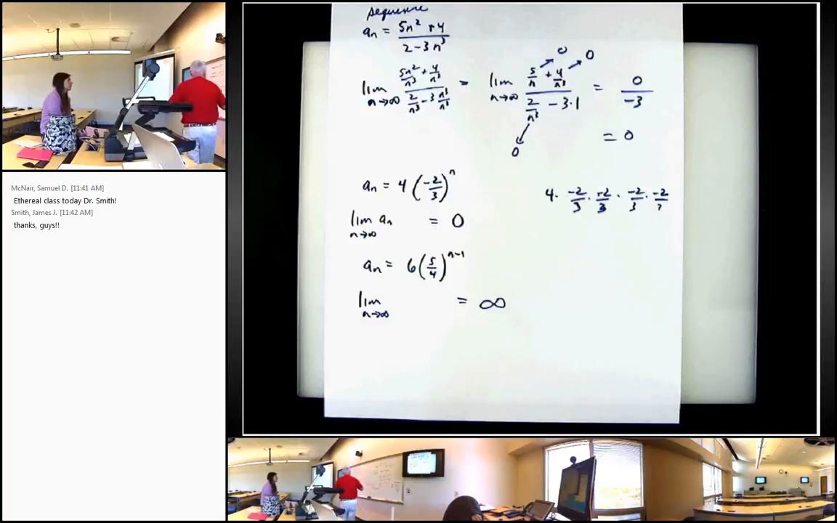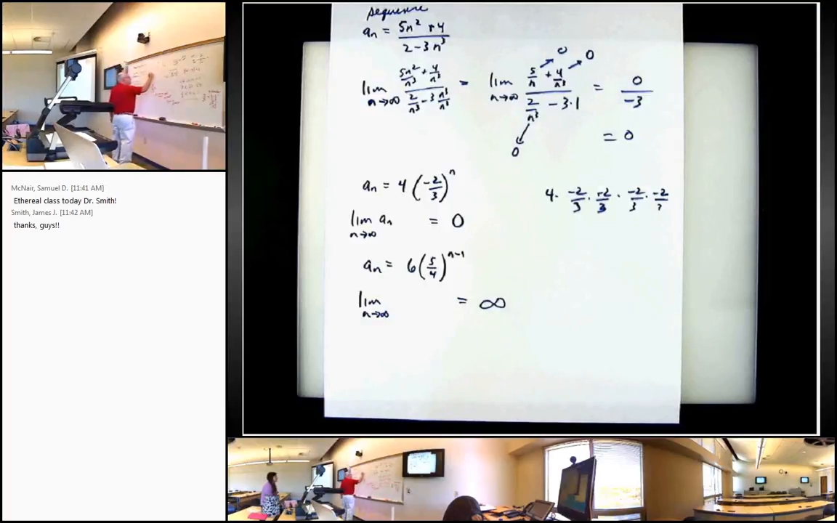Because this is something we know: if this converges, then the limit of a_n goes to 0. This is a fact. It has to keep getting smaller and smaller for that sum to converge to a finite number. So we just turn it around. If the limit does not equal 0, then it diverges. And that's called the divergence test.